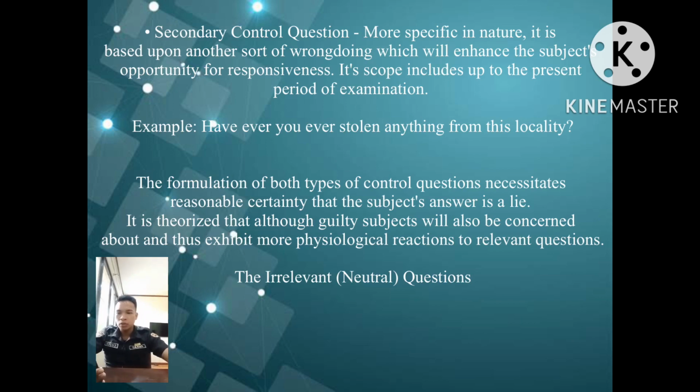So the formulation of both types of control questions necessitates reasonable certainty that the subject's answer is a lie. It is theorized that although guilty subjects will also be concerned about those, they exhibit more psychological reactions to relevant questions.